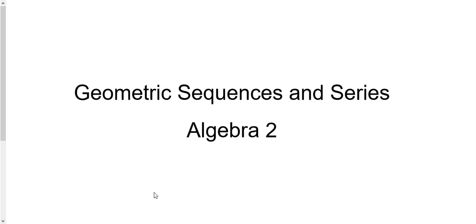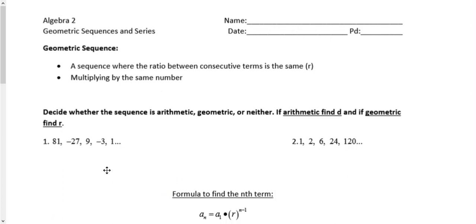Geometric sequences and series in Algebra 2. A geometric sequence is the second type in our sequences and series. This occurs when you are multiplying by the same number. And we can say it's multiplying and dividing, but you have to remember anytime you are actually dividing by a number for these, you are really multiplying by a fraction.